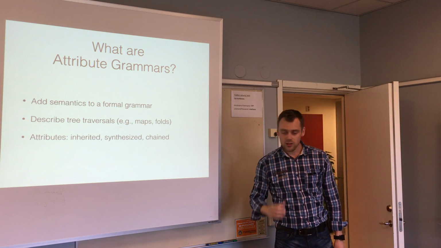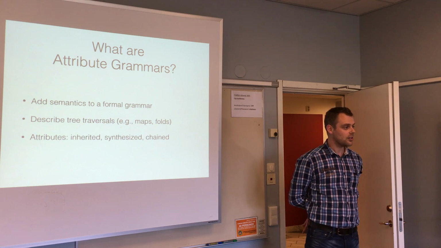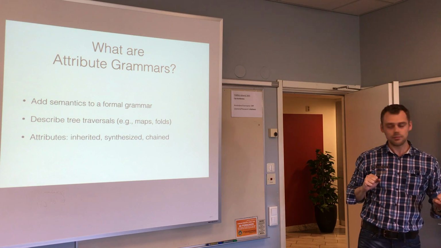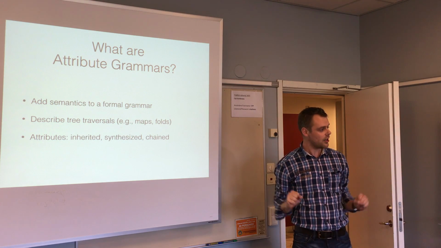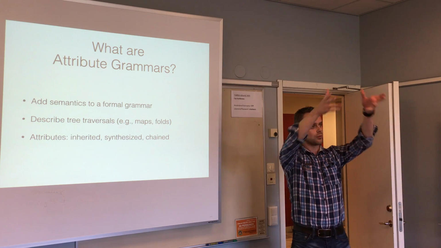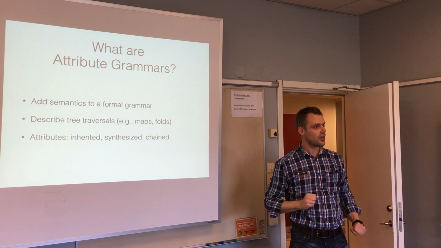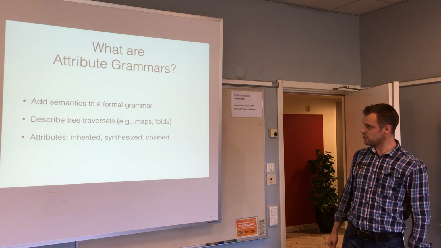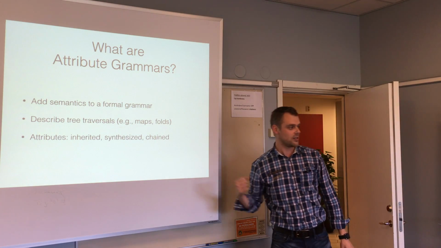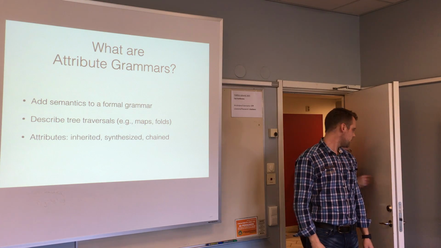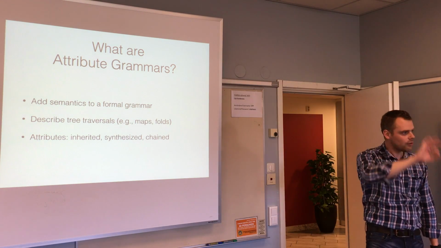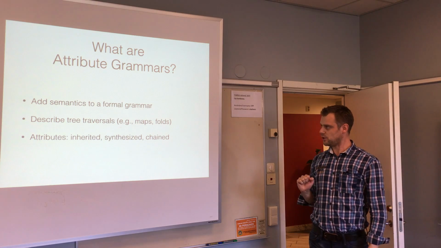There are three kinds of attributes. You have inherited attributes that get pushed down the data structure, and you have synthesized attributes that go from the leaves of a data structure up to the top and are combined at every node in a certain way and are returned as a result. And you may have attributes that are inherited as well as synthesized, and they are called chained attributes. They can be seen as attributes that are threaded through a data structure.